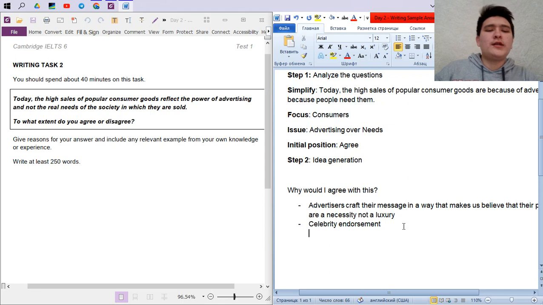Well, I can't really quite come up with anything else, to be honest. Now, let me just think a bit more, right? So, high sales of consumer goods reflect the power of advertising and not the real needs of the society in which they're sold. To what extent do you agree with this? I agree with this because advertisers craft their messaging in a certain way.